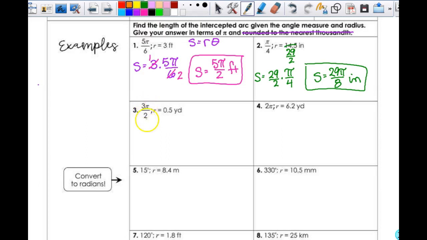Number 3, I have my theta. This 0.5 would be what as a fraction? 1/2. 1/2 times theta, which is 3 pi halves. And that means S gives me 3 pi fourths because I cannot reduce anything, and that's yards.